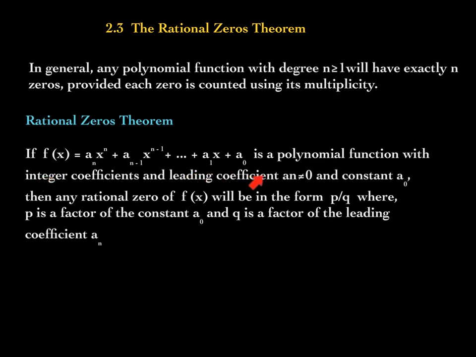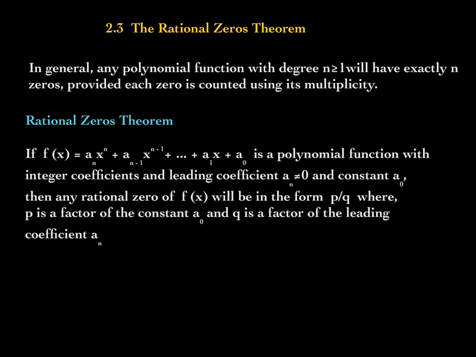And the leading coefficient a sub n, there, I just fixed it. That should be a subscript. The leading coefficient is a sub n. It's way up here in the front. That's the leading coefficient, is not 0. And the constant term a sub 0, that's this last term. It's just a constant. There's no variable.